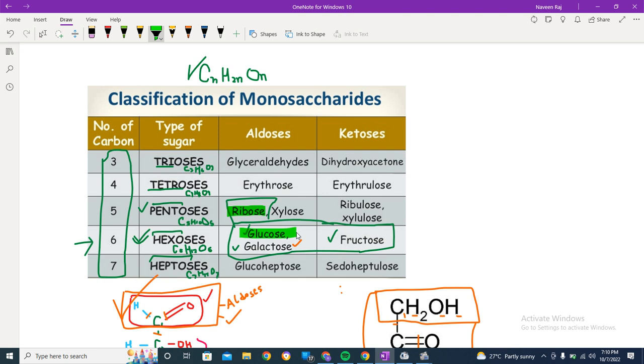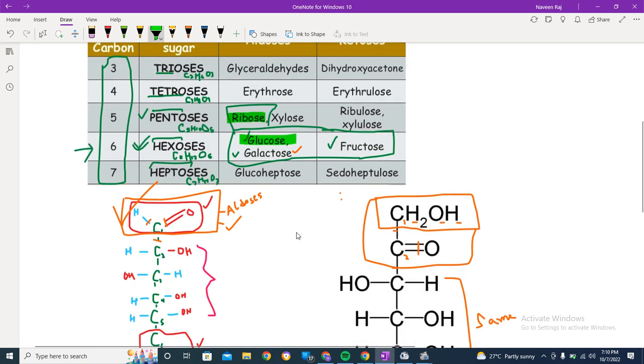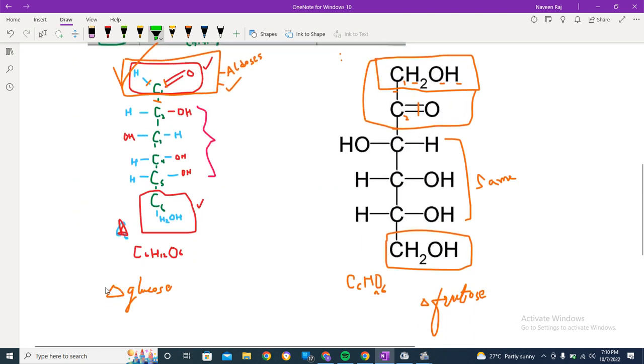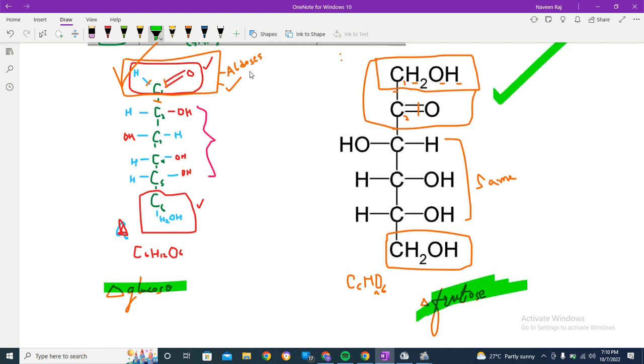So don't panic. Yesterday we looked at glucose and fructose. What was the difference? Aldoses are the ones which have oxygen on the first carbon, and ketoses are ketone sugars, which have the oxygen atom attached to the second carbon. So this is how it works.